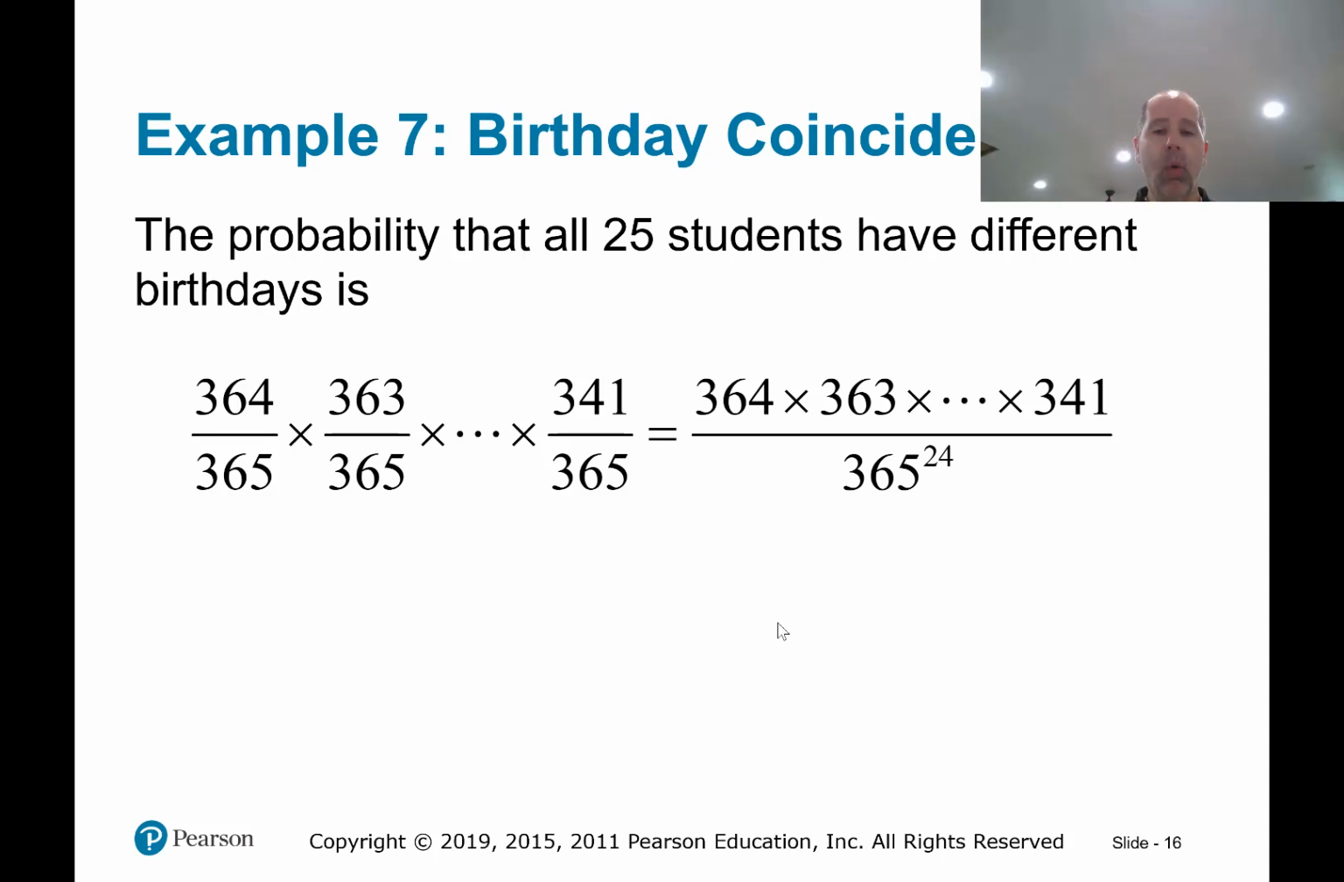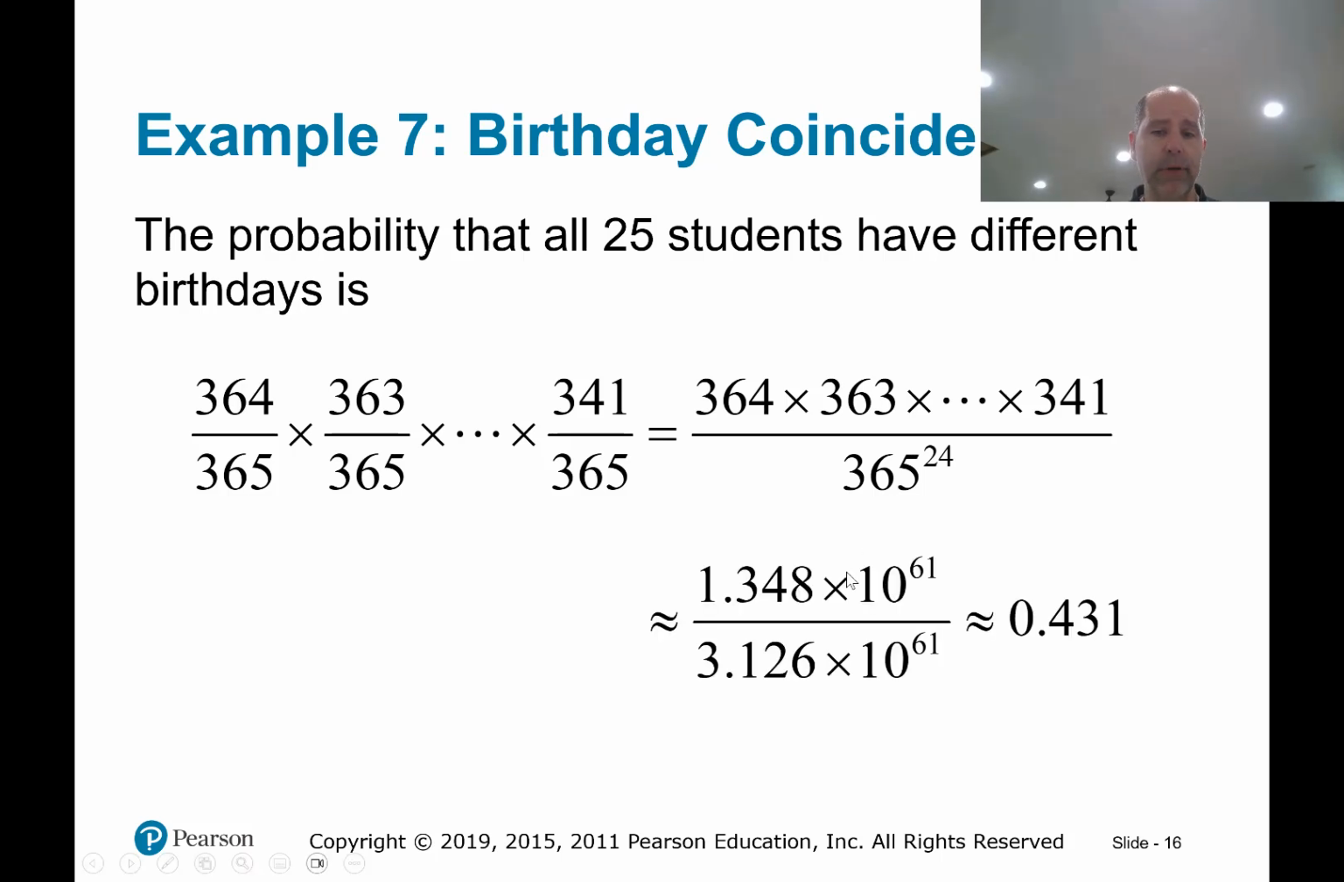Now, why does the top start at 364 and not 365? And why is it 365 to the 24th power and not the 25th power? Because one of the 365s in the numerator cancels with one of the 365s in the denominator. So that's why we end up with this. Okay? Now this gives us the probability that none of the students will have the same birthday, which is 0.431.